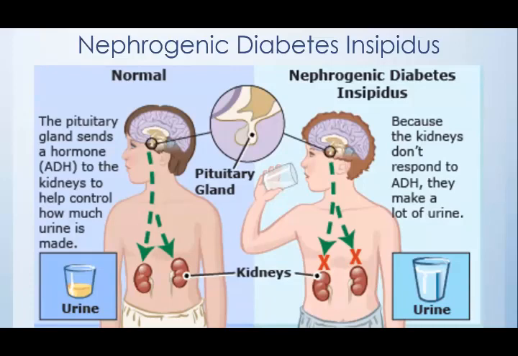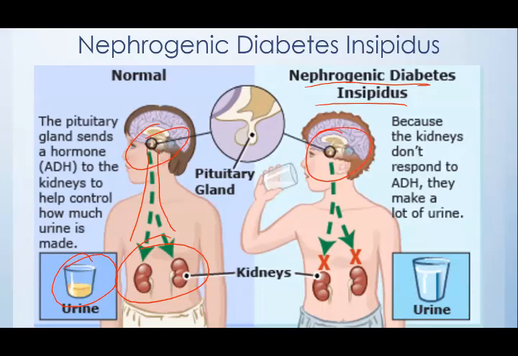In this illustration, on the left, you can see normal production of ADH from the pituitary, and its dispersion in the body and action on the kidney, resulting in the formation of a normal amount of urine. On the nephrogenic side, on the right side of the picture, you can see normal production of the ADH from the pituitary, distribution across the body, but the kidneys fail to acknowledge the presence of the ADH, resulting in the production of a copious amount of urine.